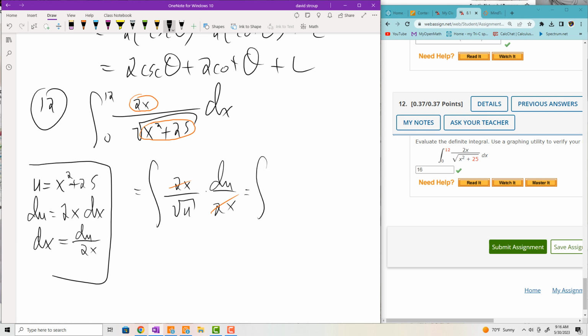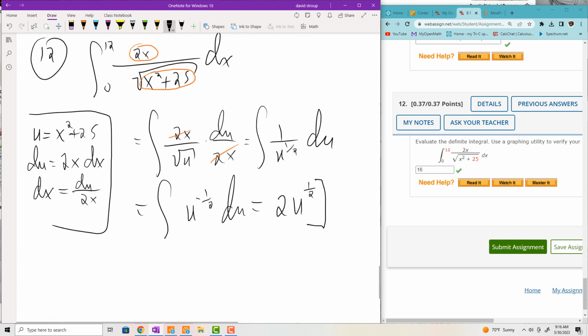So I'll have 1 over the square root of u. I'm going to rewrite square root of u as u to the 1/2 because I'm going to want to apply the power rule. Right? So 1 over u to the 1/2 is u to the negative 1/2. And then power rule it, u to the negative 1/2 plus 1 is positive 1/2. And then divided by 1/2 is the same as multiplying by its reciprocal, which is 2. Remind yourself to evaluate. So I'll have 2 times x squared plus 25 to the 1/2, and I need to evaluate from 0 to 12.